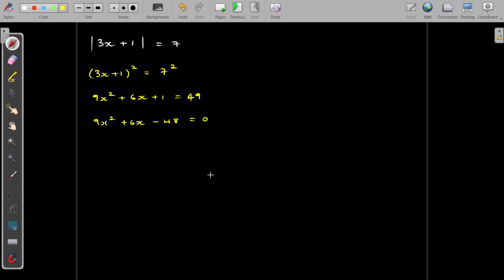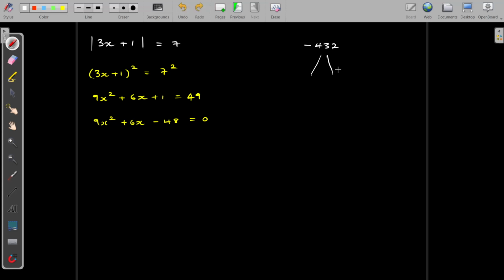So now 9 times 48, that's 360, 432. No, sir, negative 432, sir. 432. Alright, so we're looking for factors that will give us 6 when added. So the positive number will have to be bigger than the negative number, seeing that we have a positive 6 here.